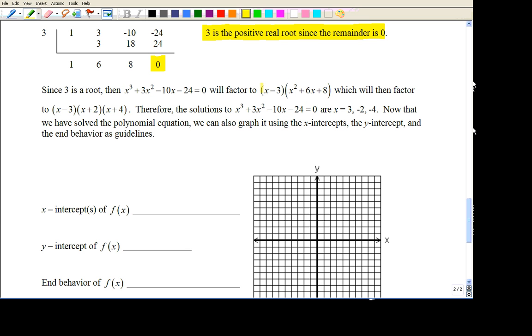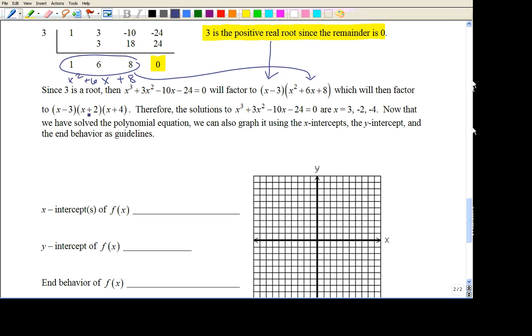Now if you're wondering where I got all of this information from, well, since 3 is a positive real root, that means that x minus 3 is a factor. And this second part, where did I get that from? Well, remember, we did use synthetic division here, so whatever was left over becomes part of the second factor. So this was a 1x squared, this was a positive 6x, and this was a positive 8. So the 3 being a positive real root is the x minus 3, opposite sign, and the leftovers from the synthetic division are our other factor. But this x squared plus 6x plus 8 factors into x plus 2 times x plus 4.